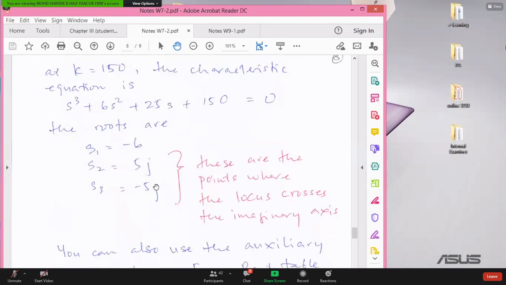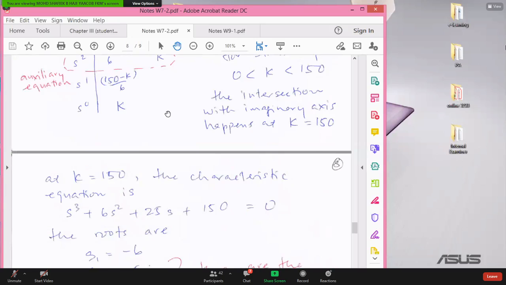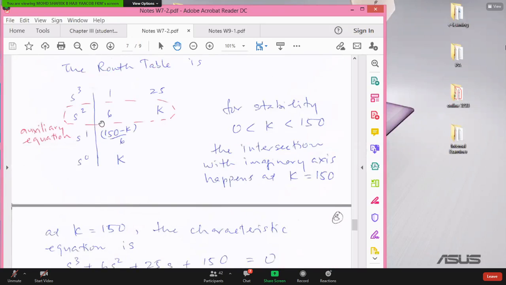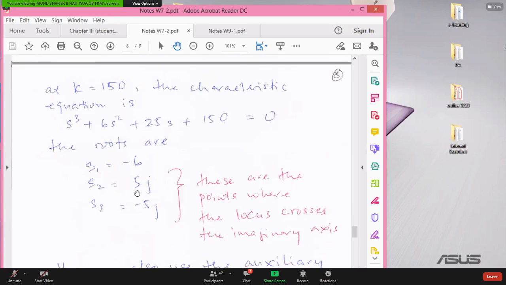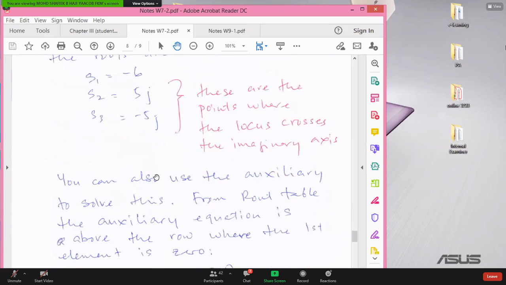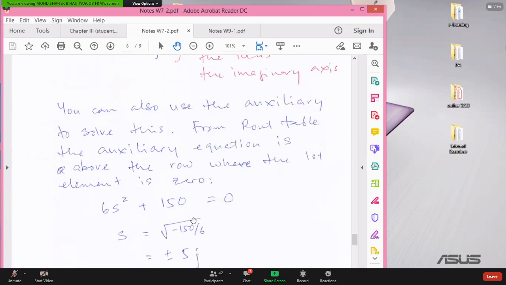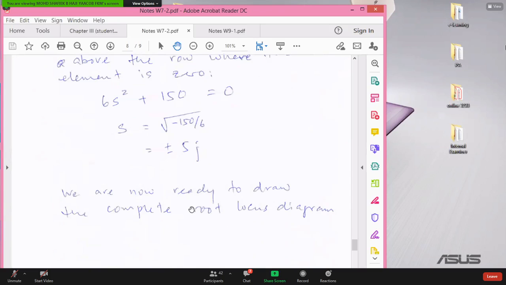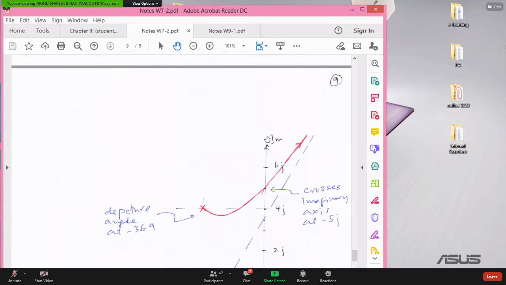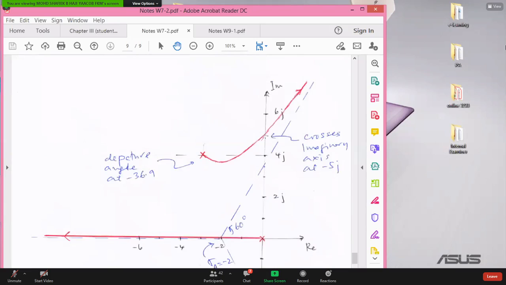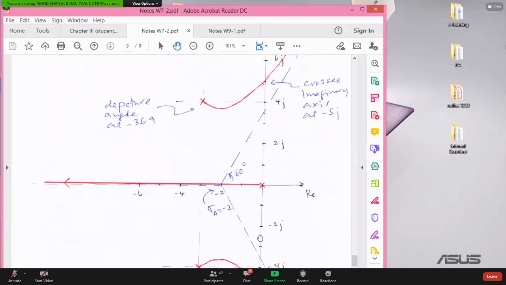Sometimes it is not that easy to find the roots of the higher order polynomial. So it's just helpful. It is much easier to use this auxiliary equation to solve for this intersection with the imaginary axis. So either way, you're going to get plus and minus 5j. So this is now 5j, and this is minus 5j.